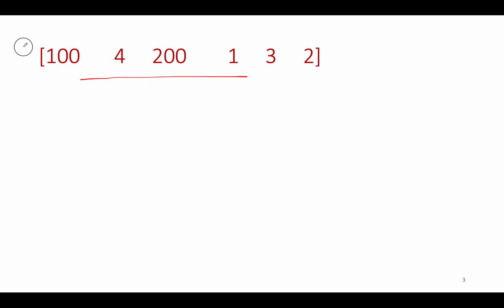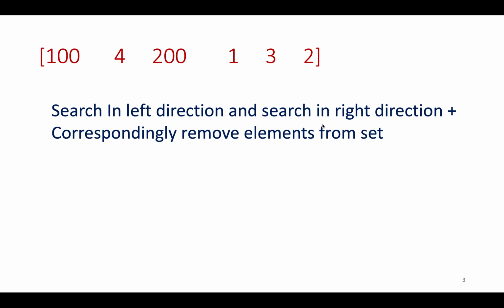The first step is to create a set out of the input dataset so as to remove duplications. What we will do in this question is to search in the left direction and the right direction. Along with this, we'll keep on removing elements from the set that we have visited. So let's try and use this logic to arrive at a solution.